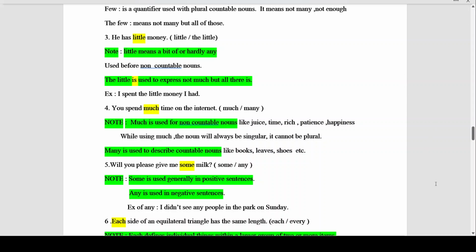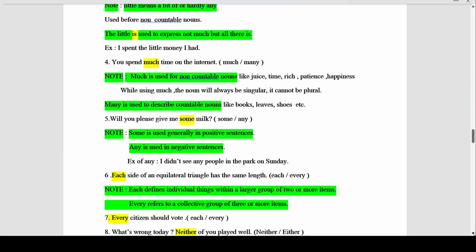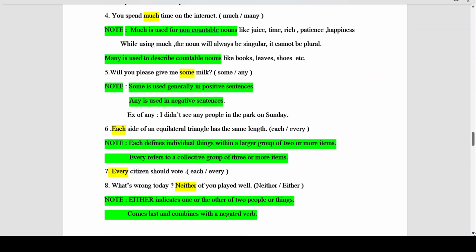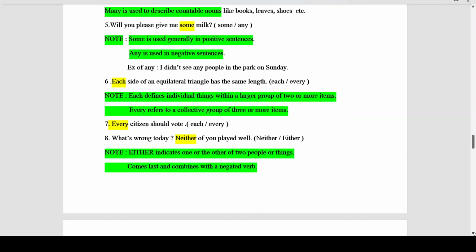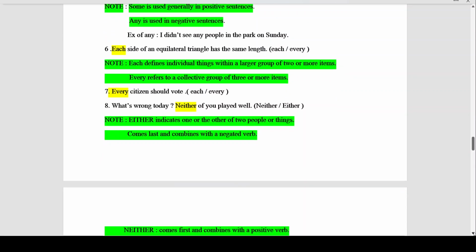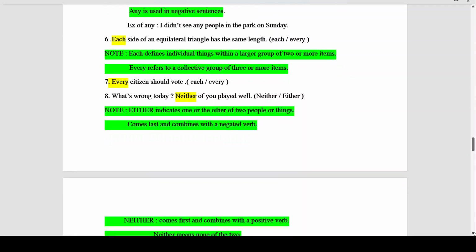Next. Each side of an equilateral triangle has the same length. Will we use each or every? Now, when do we use each? We use each when it defines individual things within a larger group of two or more items. And every refers to a collective group of three or more items. You have to keep this in mind. Each for two or more items within a group and every for a collective group of three or more items. Therefore, each side of an equilateral triangle has the same length.